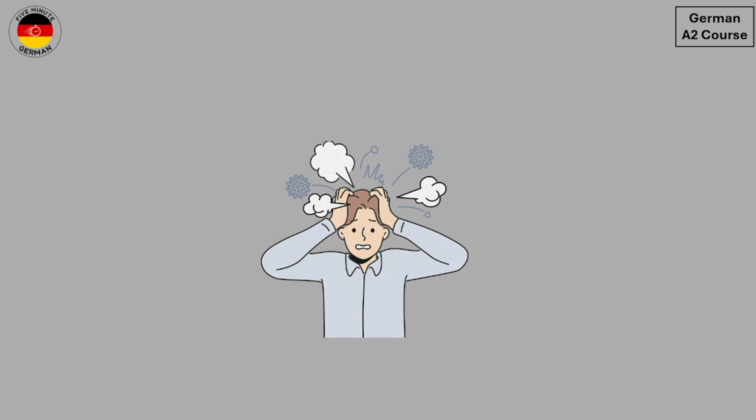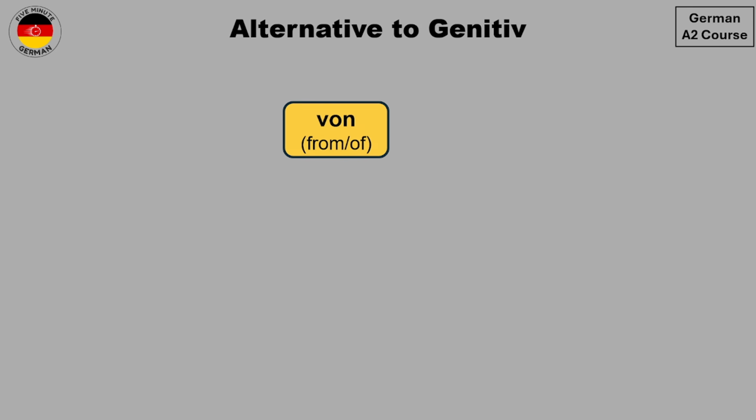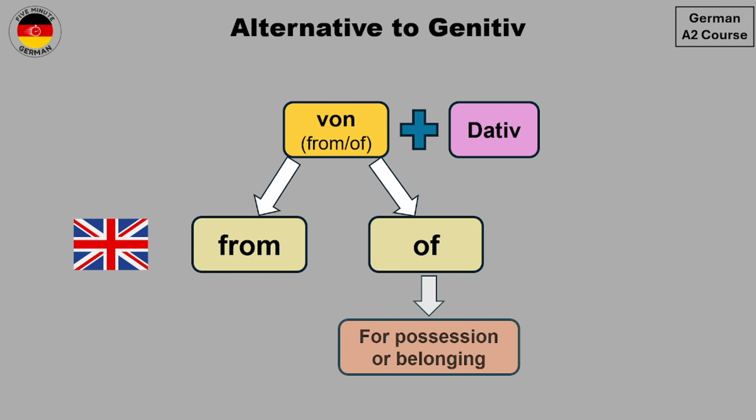Now I know that genitive is a new concept and many students find it confusing. However, there is also an alternative to the genitive with which you can make the same sentences. And that is the preposition von, which is a dative preposition, which we already learned. As you see over here, von has two translations in English. The first is "from" and the second is "of." So whenever we want to show possession, then we will use the translation "of."